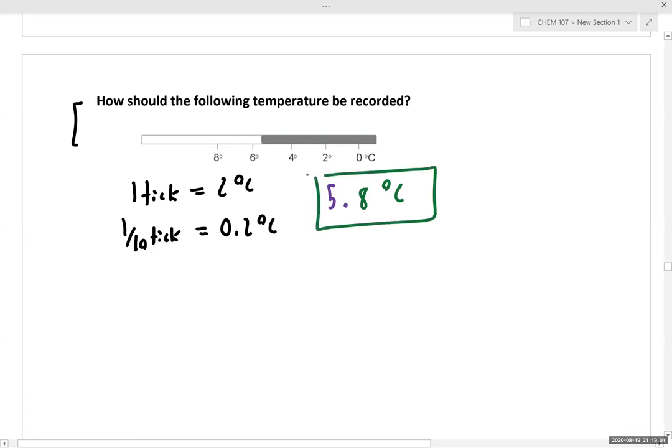Just as a side note, if 1/10 of a tick is even and it goes in increments of 2, your last digit should be even and be in increments of 2. So 5.7, although it's reasonable, is a little bit more precise than the precision of our instrument. Does that make sense? So we can't report in increments of 0.1. We can only report up to a precision of increments of 0.2. So overall, this measurement has 2 sig figs. Does that make sense to everyone?